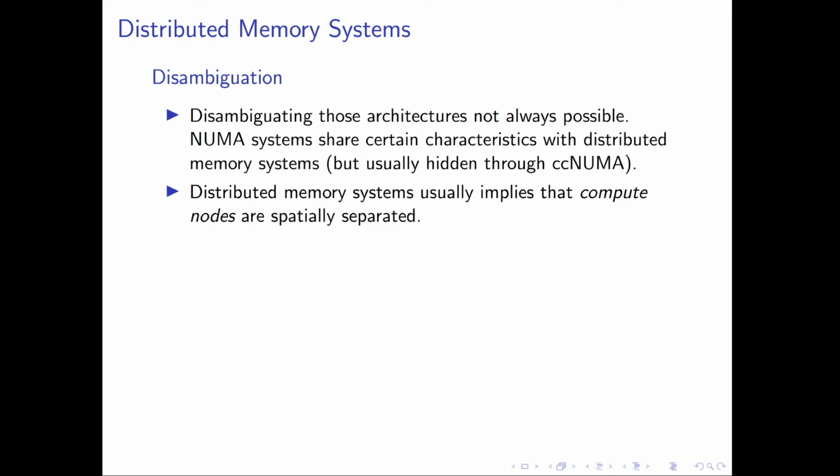Usually, when people talk about distributed memory systems, what they have in mind is a cluster computer or a supercomputer, for example, where you have spatially separated compute nodes, and those compute nodes are connected with an interconnect. Quite often the interconnect is just IP, using the TCP/IP protocol, with protocols on top of that. But quite often in the high performance computing world, there are very low latency, high bandwidth interconnects, for example InfiniBand or Myrinet.